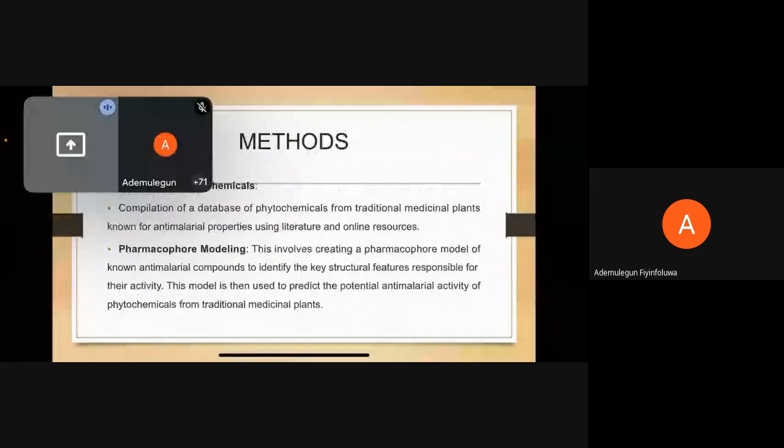So what are the methods? The first thing we did was to select our phytochemicals.